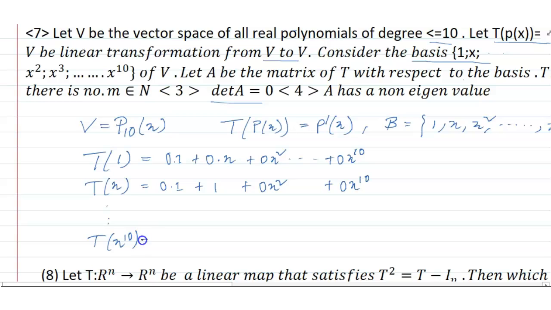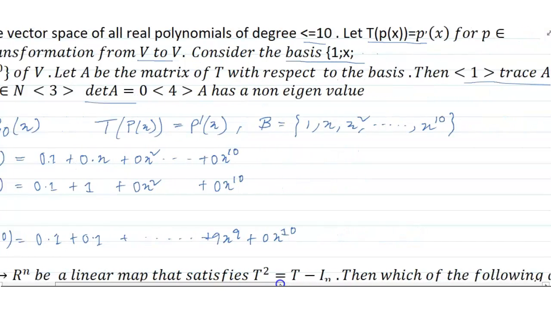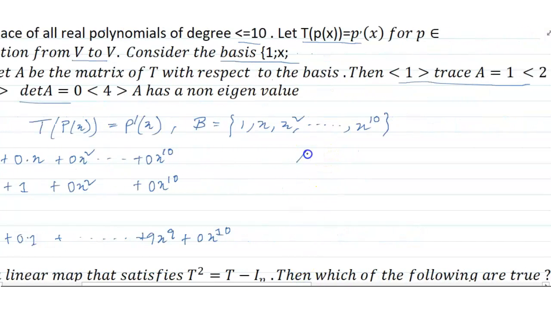T of x to the power 10 is equal to 0 into 1 plus 0 into 1 plus dot dot dot plus 9 into x to the power n plus 0 into x to the power 10. This is our vector, our basis. Now I have to find out the matrix. So A is equal to whatever I get.